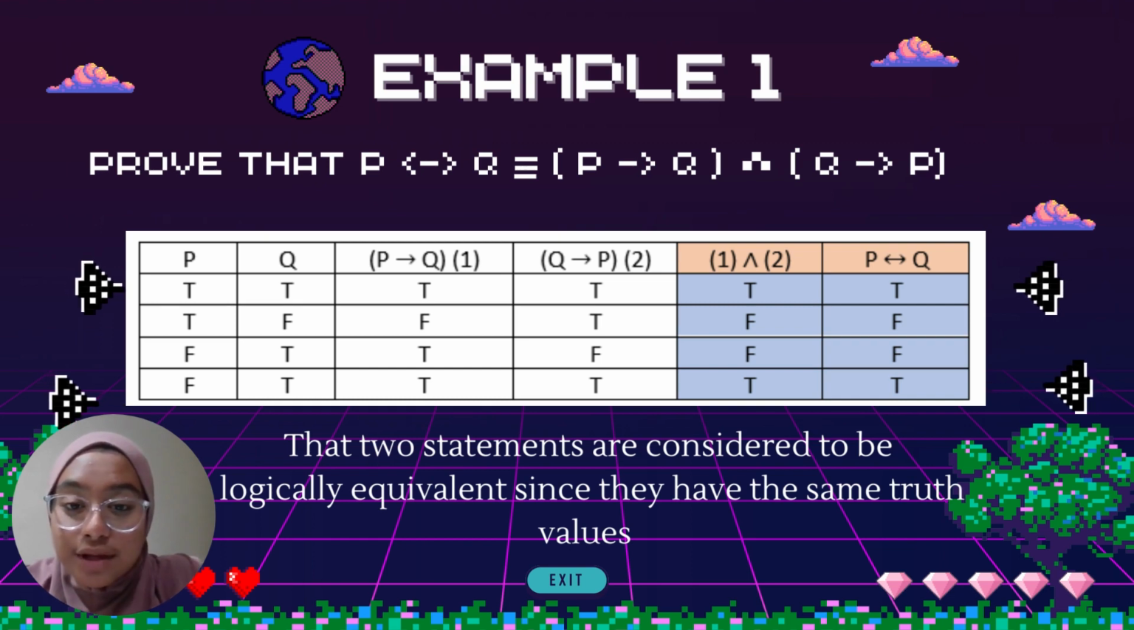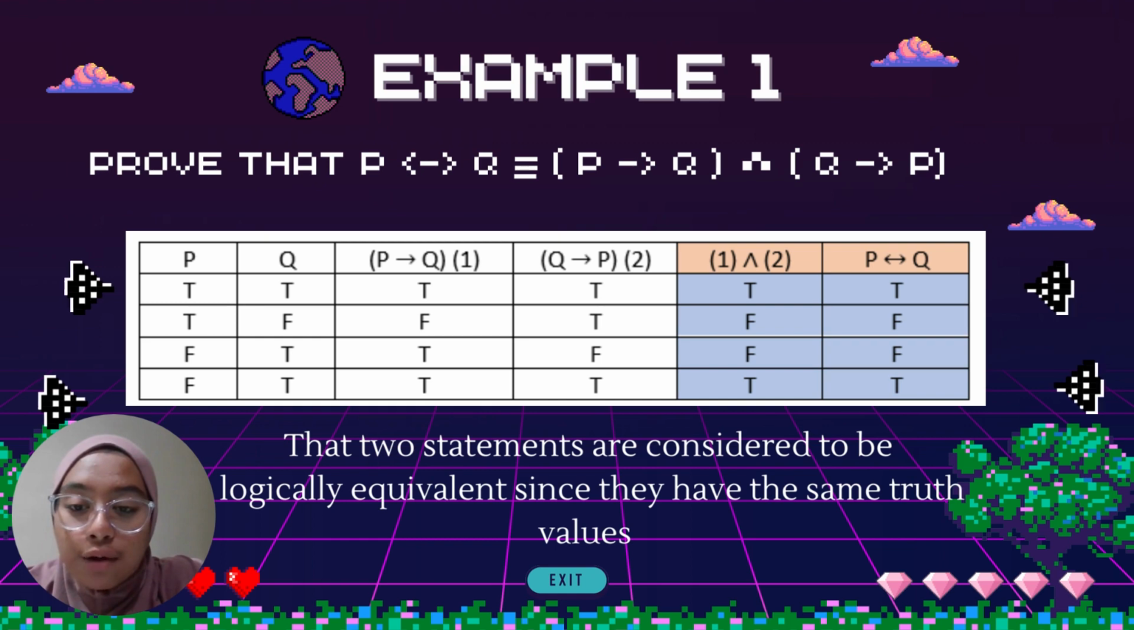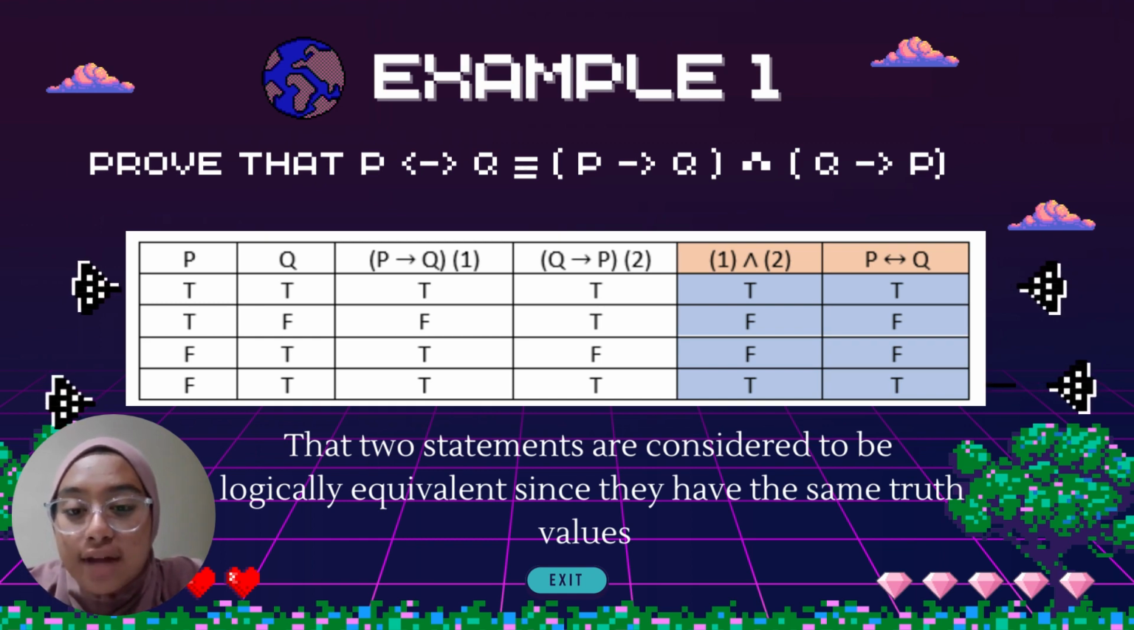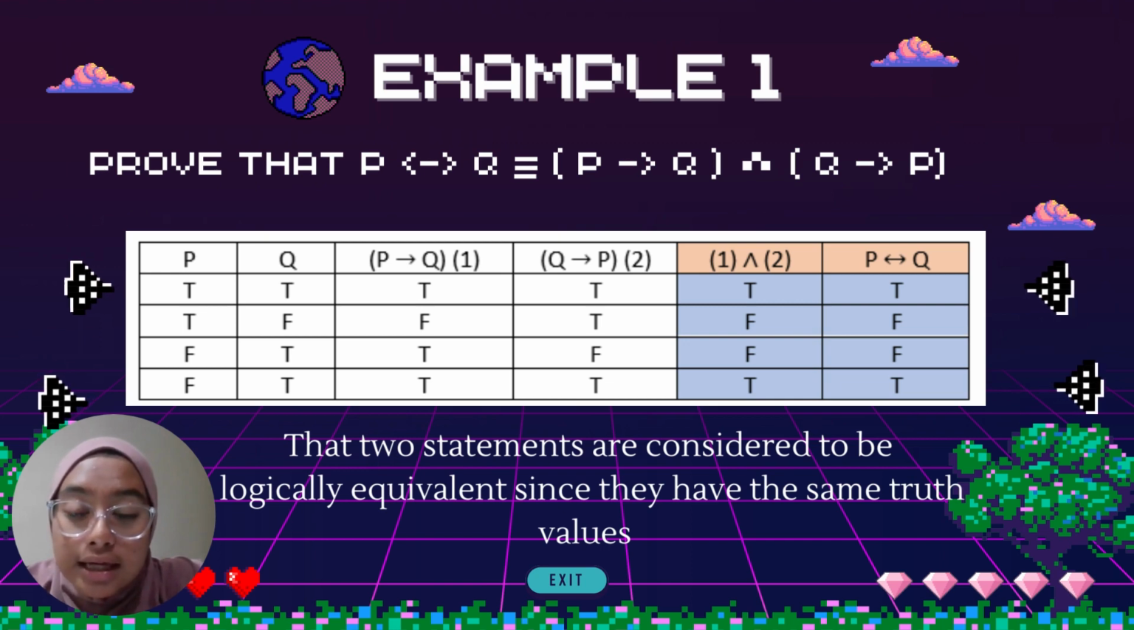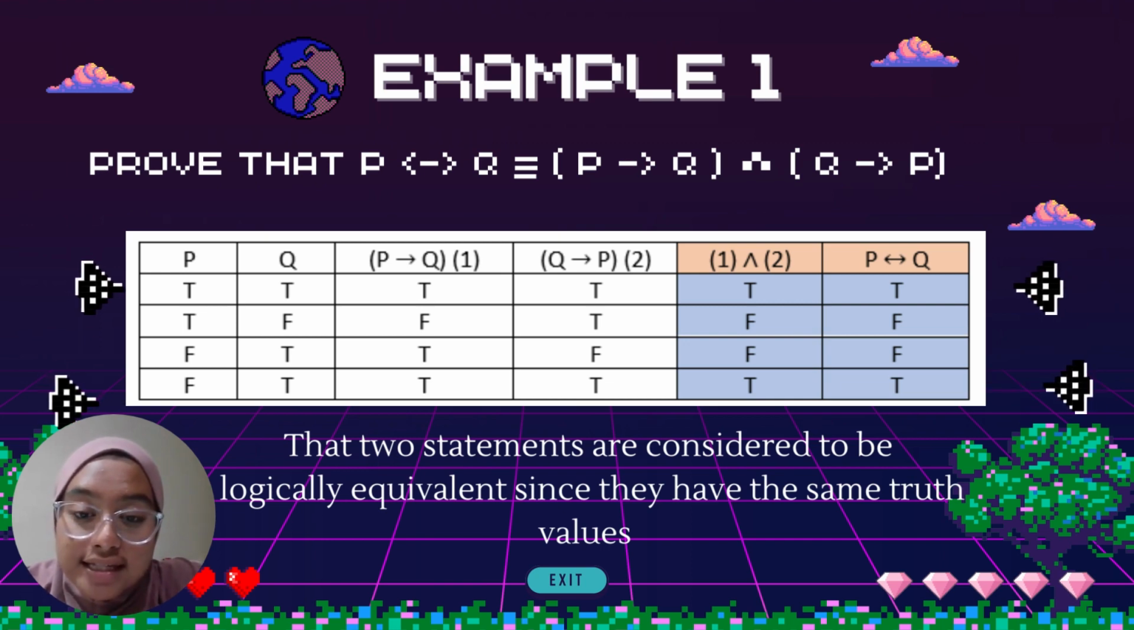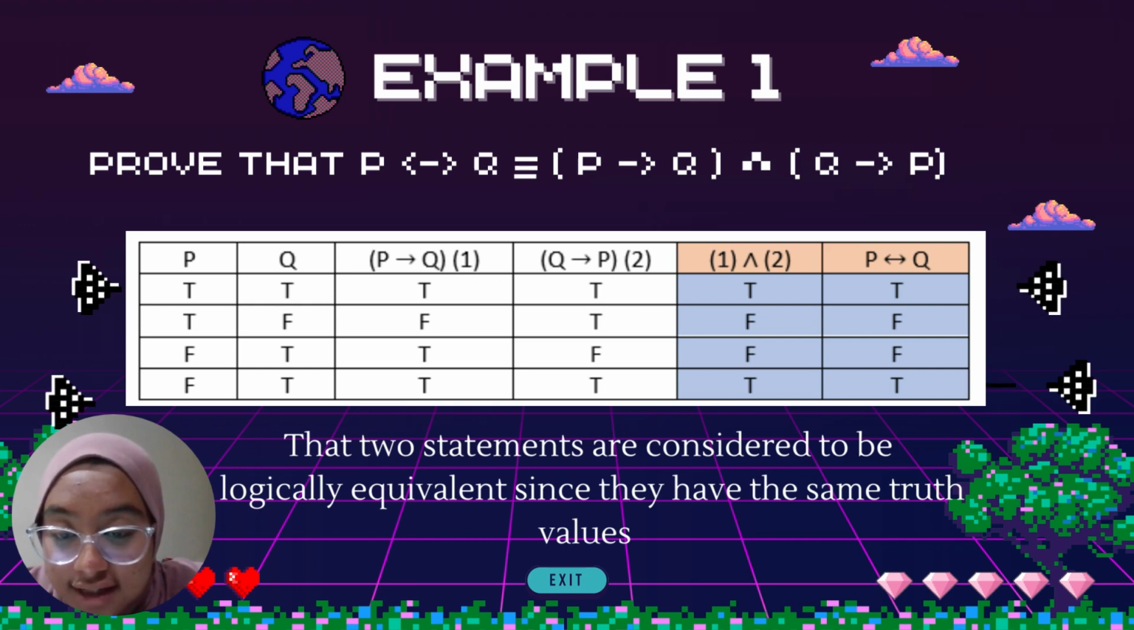Hi guys, it's me Nordini. So here we will do some exercises to check on our understanding towards this topic. So the first question is prove that P if and only if Q is logically equivalent to P implies Q and Q implies P. So let's look at this figure.